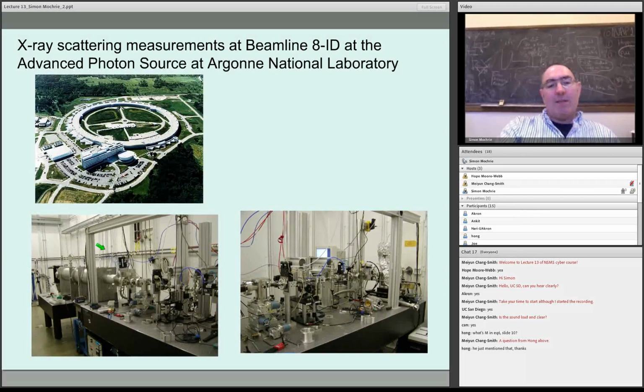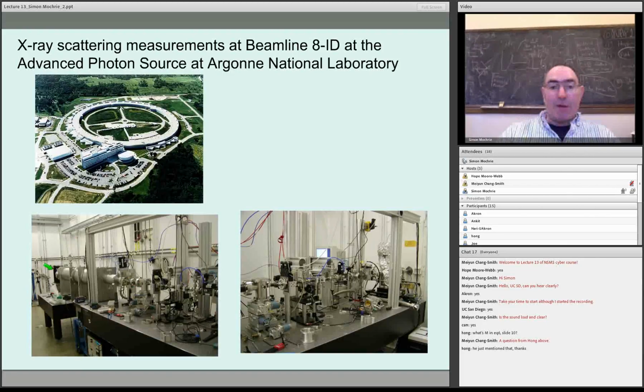The length of this hutch is probably 6 or 8 meters in length from back to front. And in this case, the flight path from here to about here is probably 3 meters in this particular experiment. So that's pretty large for X-ray experiments. Maybe it's not so large for neutron scattering experiments.